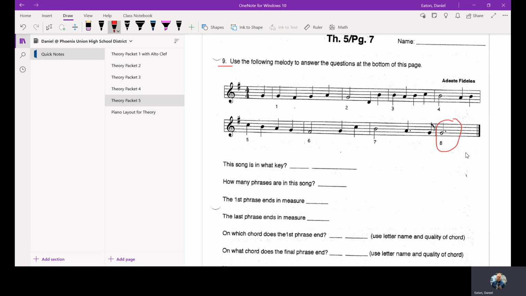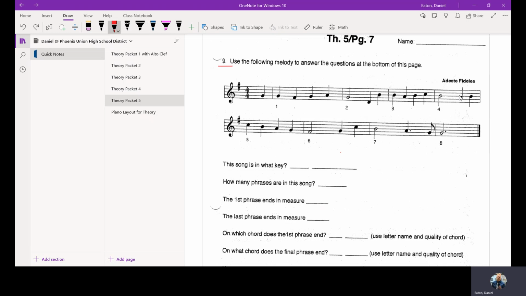Again, if we want to make sure that the key of the piece ends on a tonic, it gives it a sense of finality. So it's probably going to be whatever that note is. I'm not going to give that to you, but considering that this is the key signature and that's the last note, that should be a pretty obvious thing. All right, how many phrases are in the song?